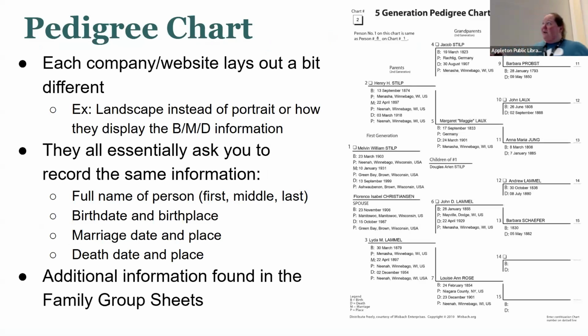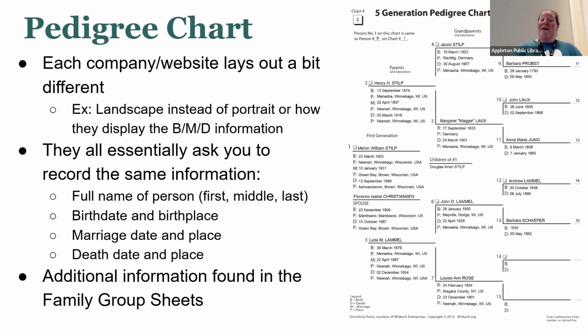So here's an example of one of mine, and we'll dive a little bit deeper into it if you can't quite read it. But each company or website you might find that has these charts is going to lay it out a little different. So sometimes instead of this up and down, you might have a side to side, or they might display the birth, marriage, and death information a little bit differently. Again, it depends on each individual company, but they all essentially ask you the same information.